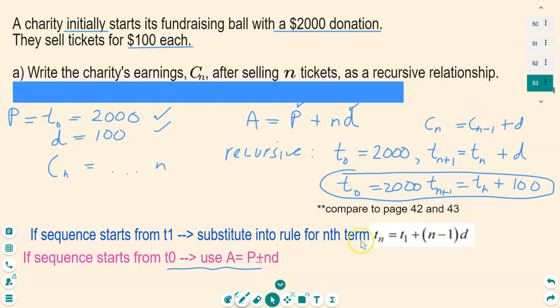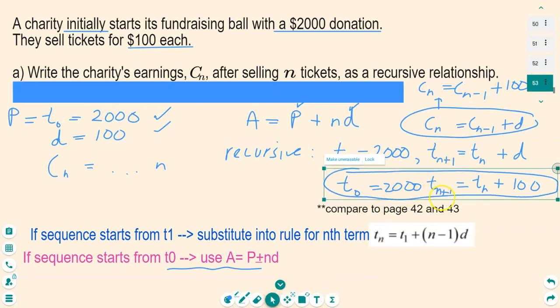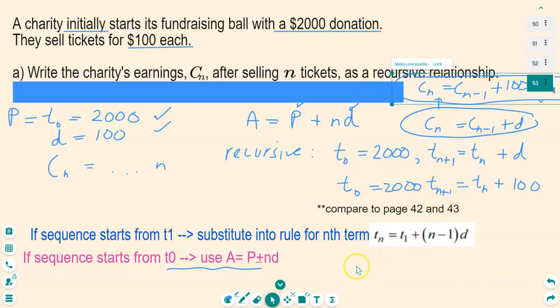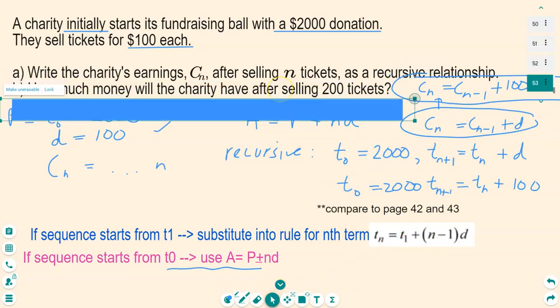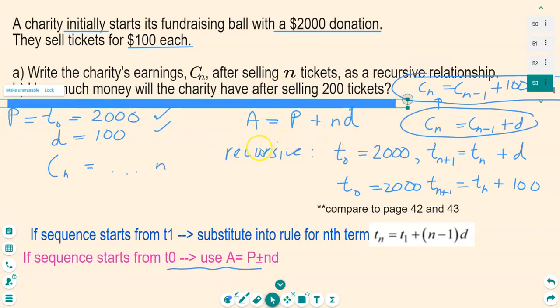I do get a little bit confused with these ones. Actually, let's put it into this formula. So, sorry to do this at the 30-minute mark. Cn equals Cn take 1 plus 100. And that's where we'll be looking at. Okay. And the very final part of the question. How much money will the charity have after selling 200 tickets?